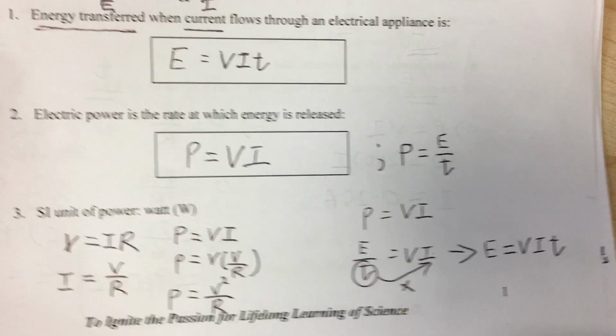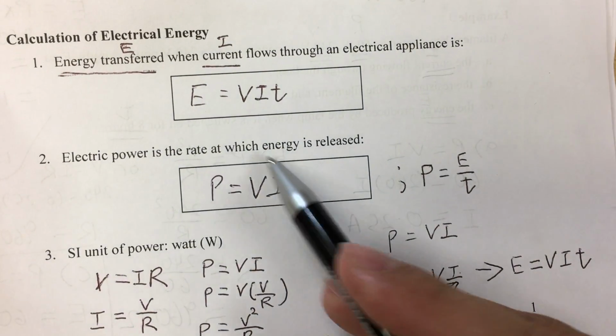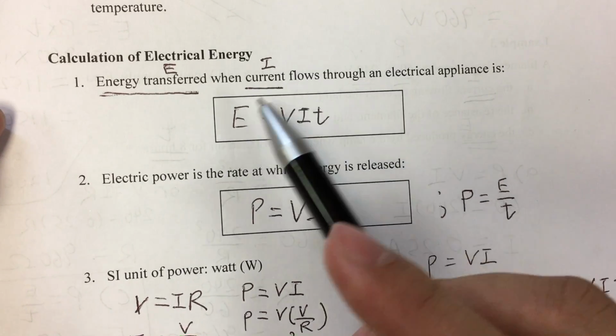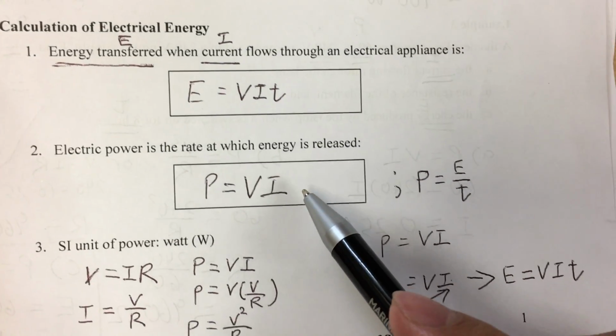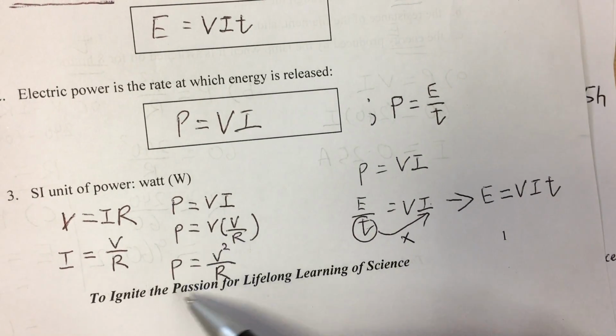So what are the formulas? In summary, what are the formulas that we are looking at? P equals VI, E equals VIt, and from this P equals VI, we can come out with a few other formulas, one of them being P equals V squared over R.